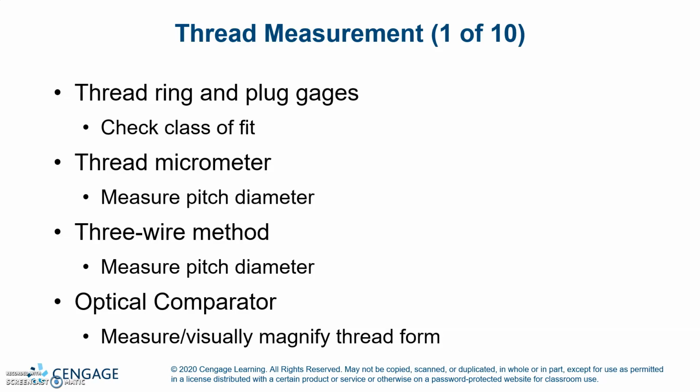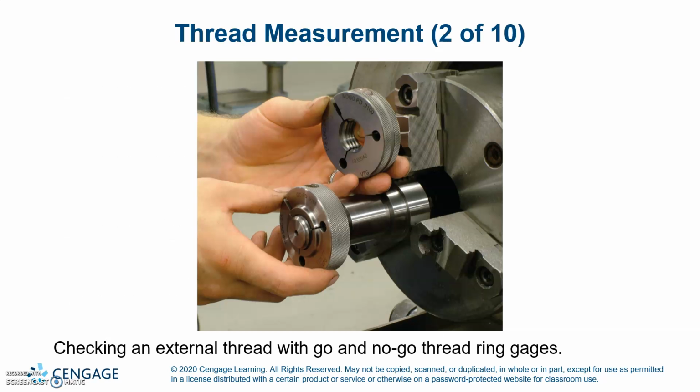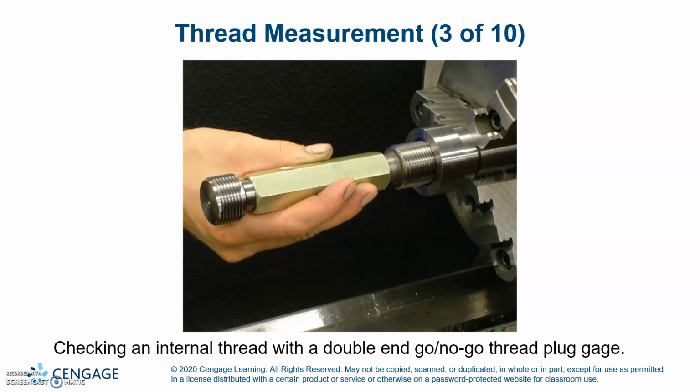Thread measurement. Thread ring gauge and plug gauges, class of fit. Thread micrometer, measure pitch diameter. 3-wire method, measure pitch diameter. And optical comparator, measure visually magnify thread form. Checking an external thread with a go, no-go thread gauge. And checking an internal thread with a double end go, no-go thread plug gauge.